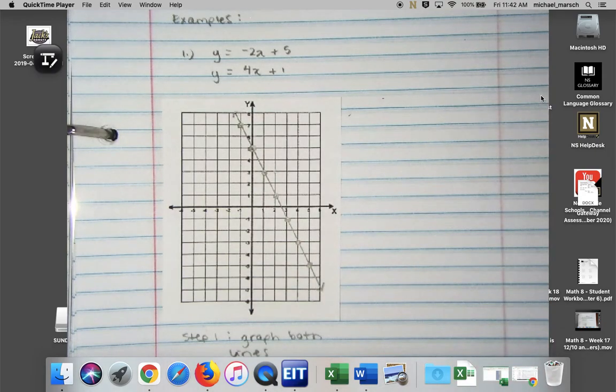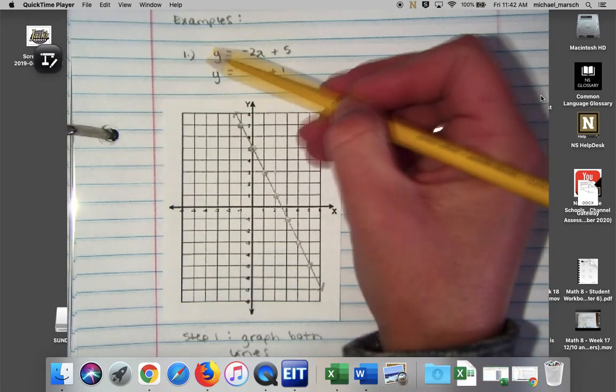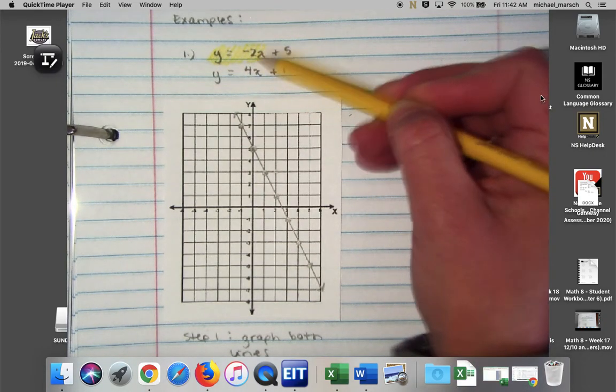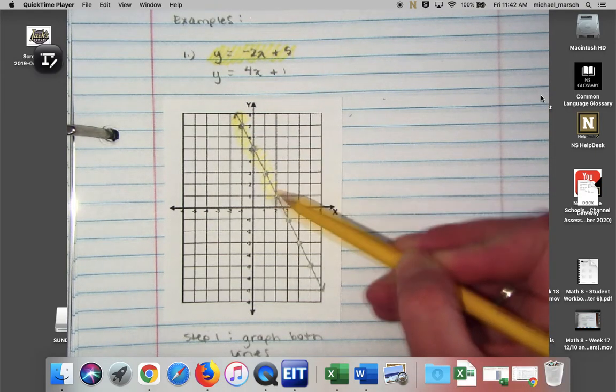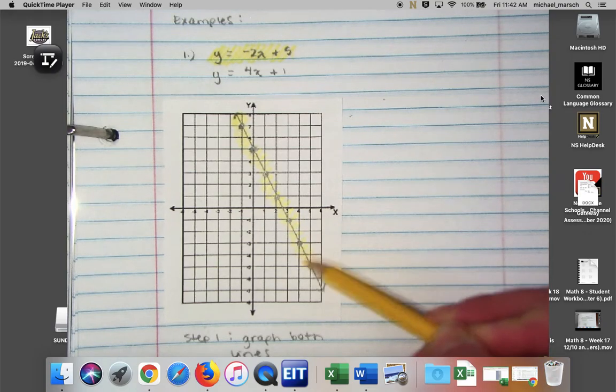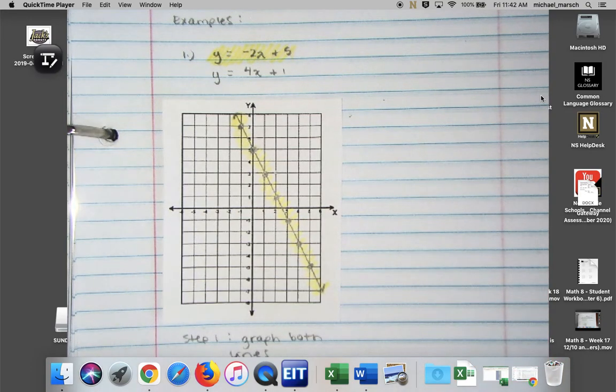And I'm going to highlight this first equation in yellow. And then I'm going to highlight this line in yellow so that you guys can see which equation went with which line very easily.